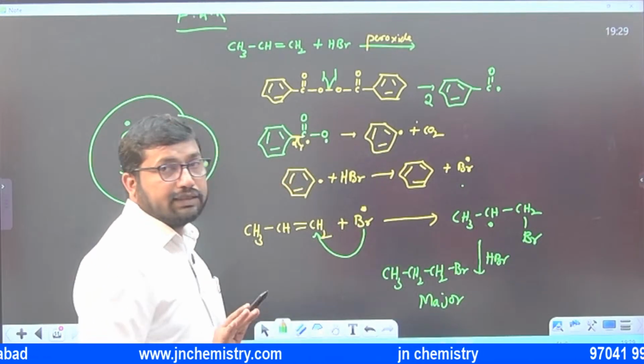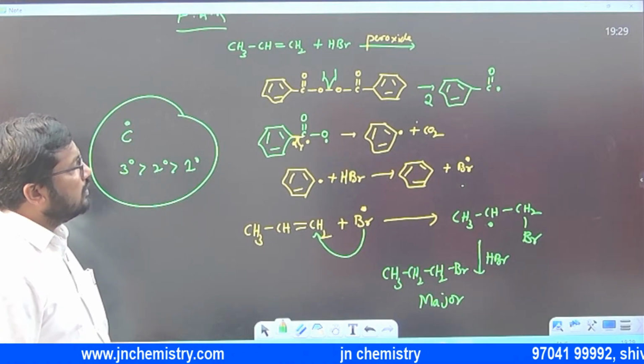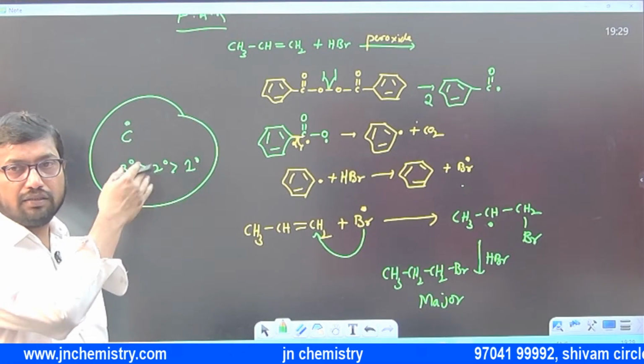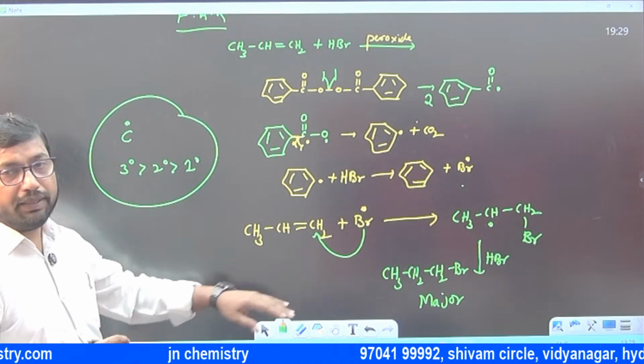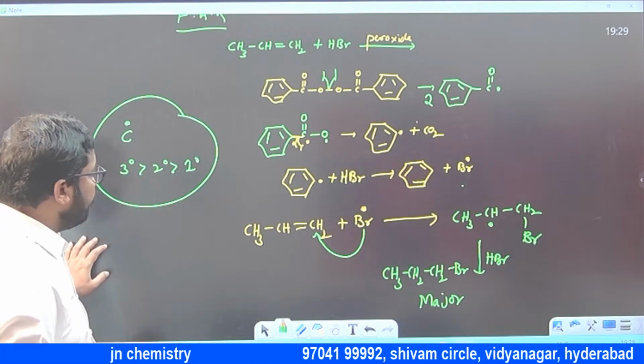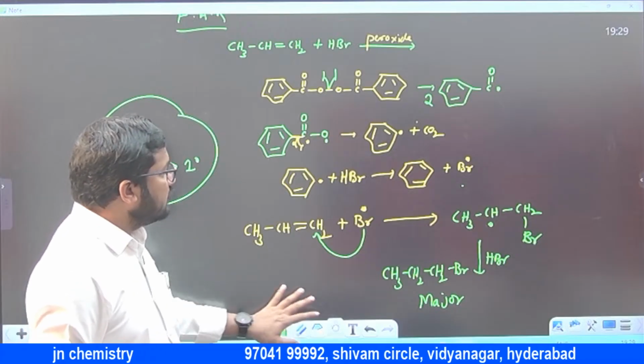So Br radical is going as a byproduct. So that is going to attack once again, and the process is taking place. So here this is the major product. What is the main difference between electrophilic addition and free radical addition?